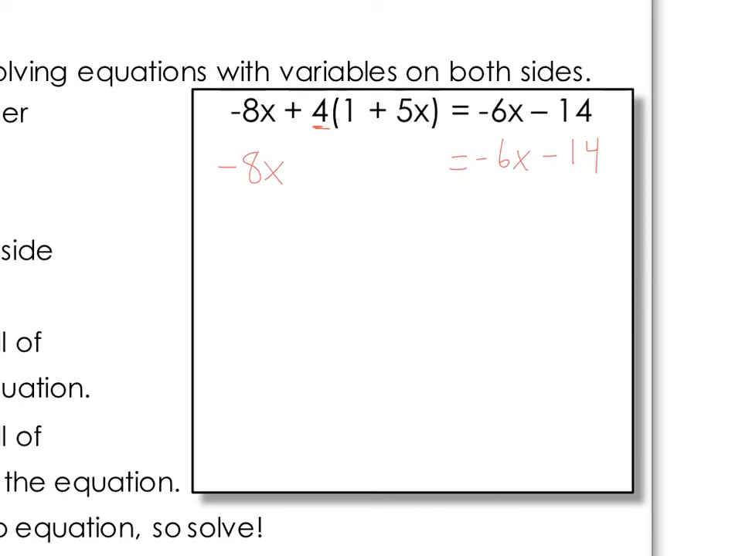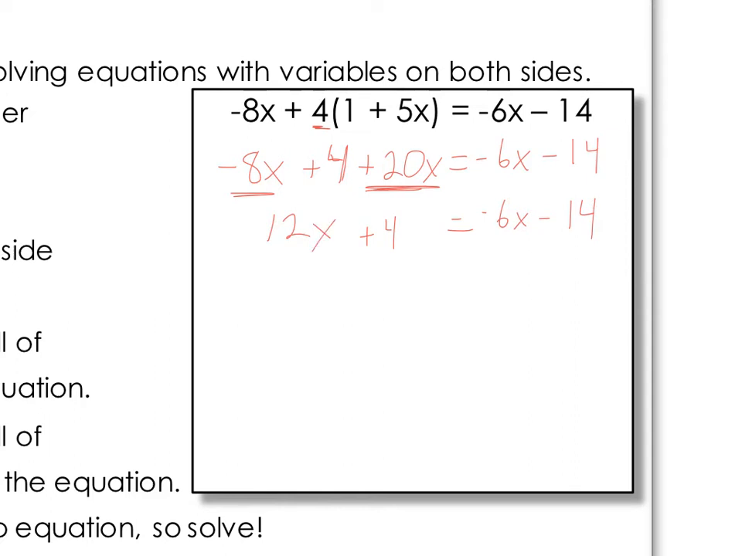Now we're going to multiply 4 times 1. That's a positive 4, so we write plus 4. We're also going to multiply 4 by 5x. That turns into positive 20x. Done with step 1. Step 2 says combine any like terms. I've got a like term here and here. Nothing is going to combine with plus 4. The right-hand side of our equation stays put for now. Negative 8x plus 20x turns into just 12x. All right, we're done with that.